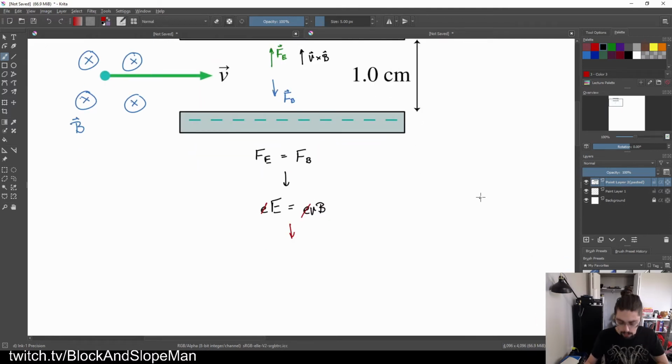Solve this thing out. What magnetic field do we need to have? B is just going to be E divided by v. Well, fantastic. We've got v. Now we just need to find E.